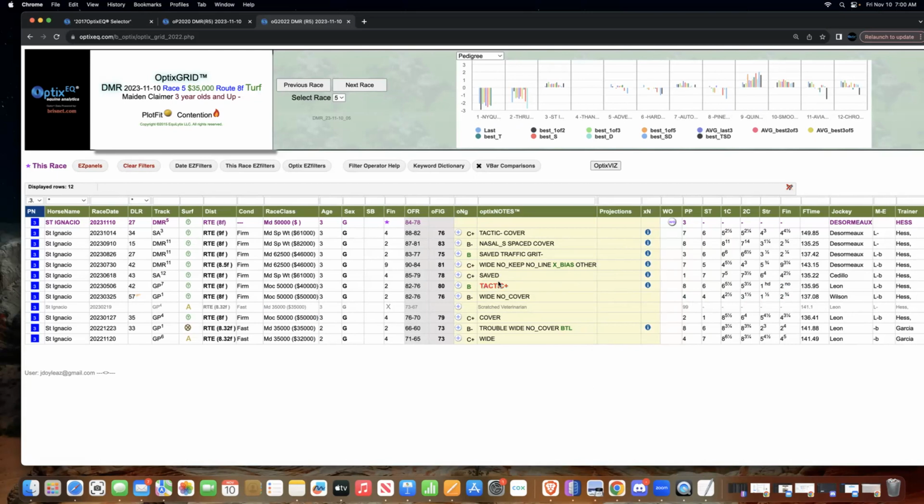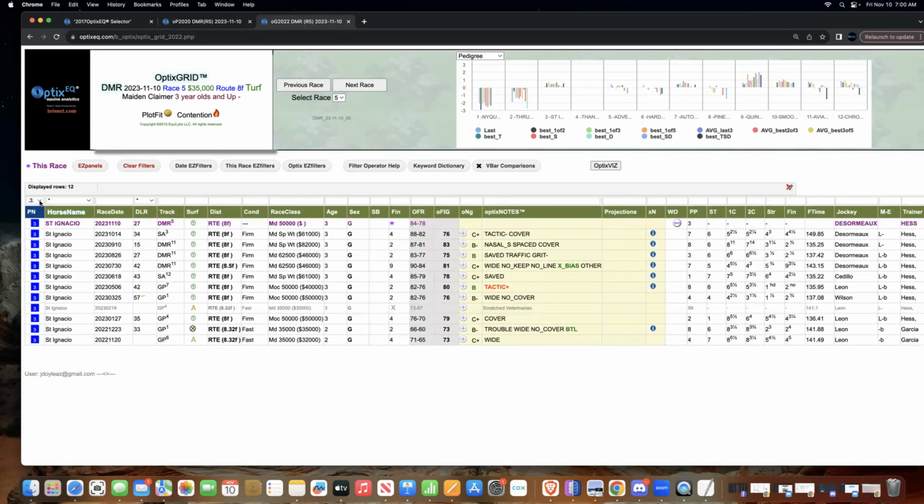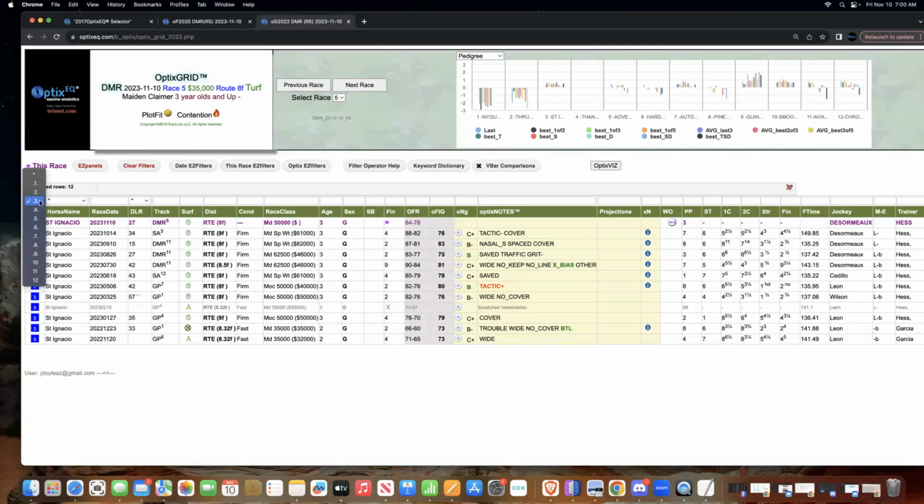But I would consider this horse for underneath. Again, it depends on the price. It doesn't look like it's going to be any big value. He's 3-1 in the morning line. But this horse, from a pick 4 perspective, I probably would not be using on any ticket or backup ticket.